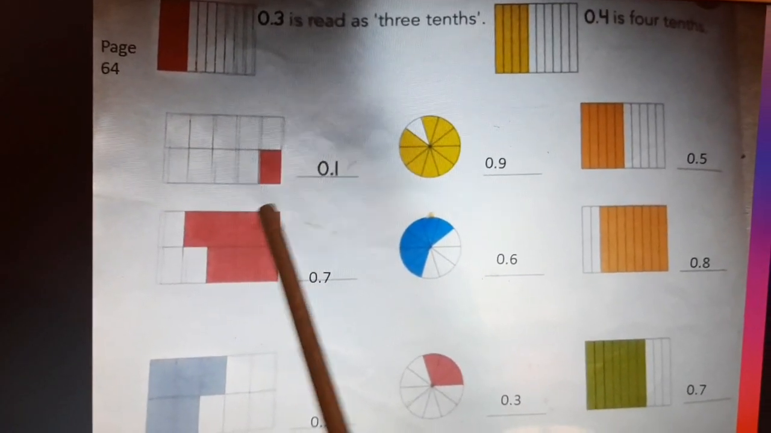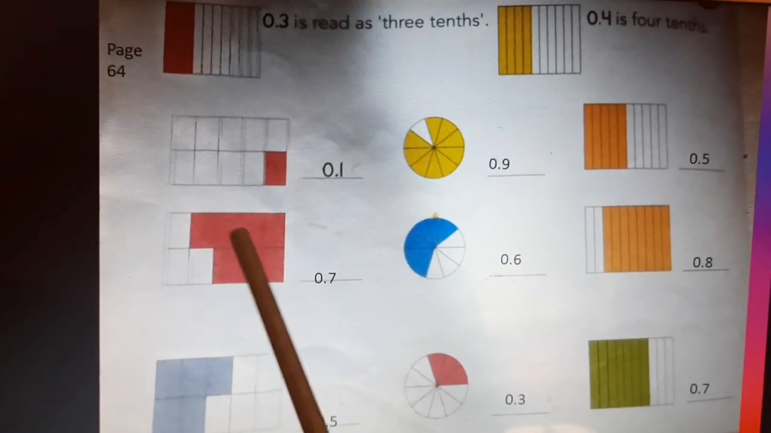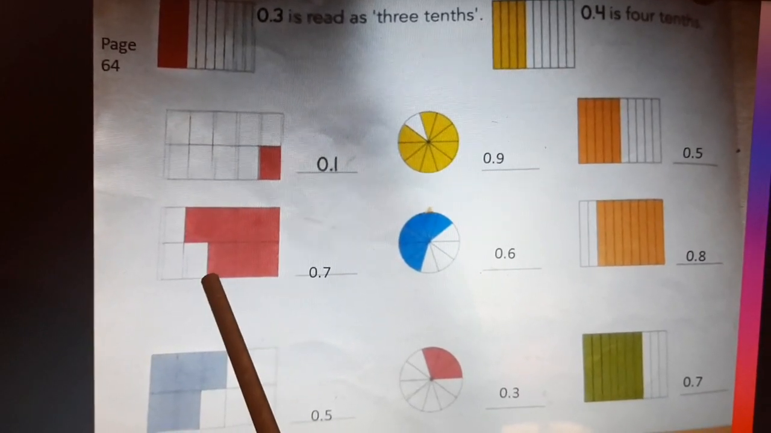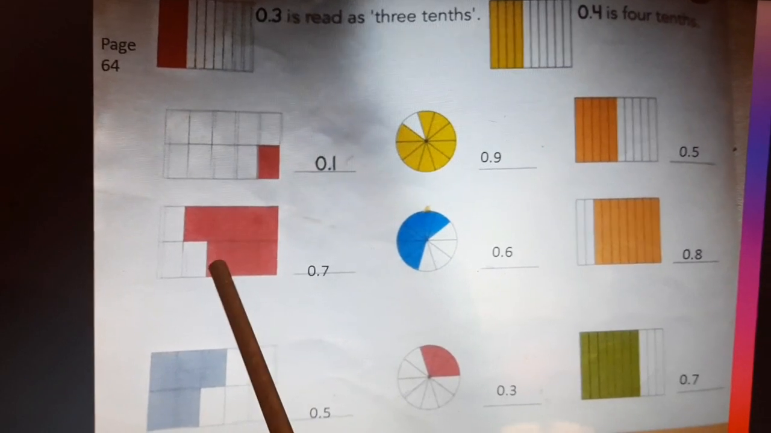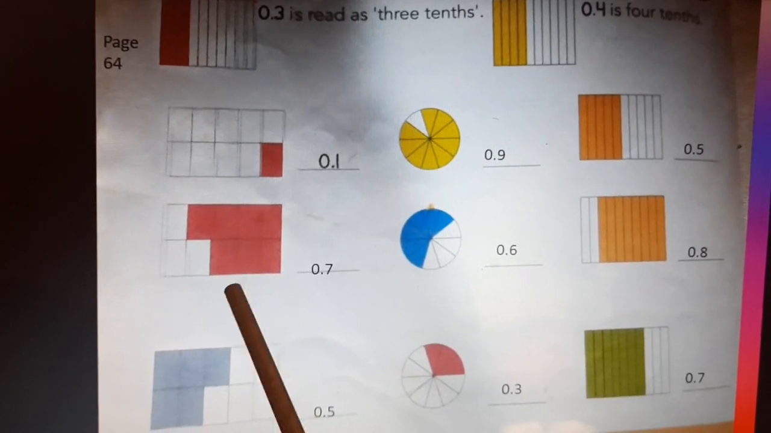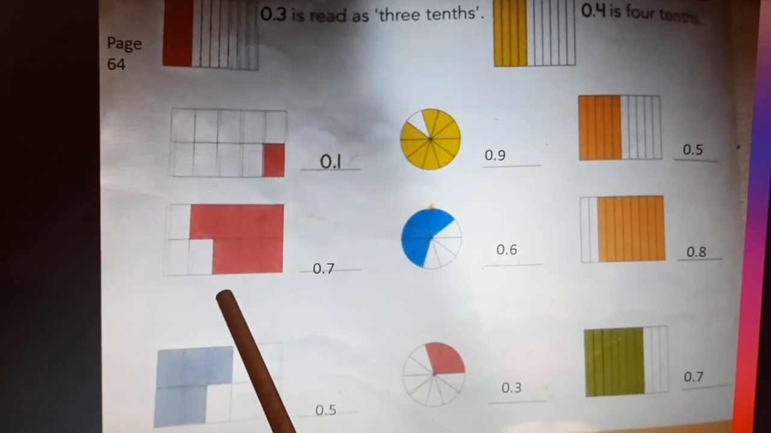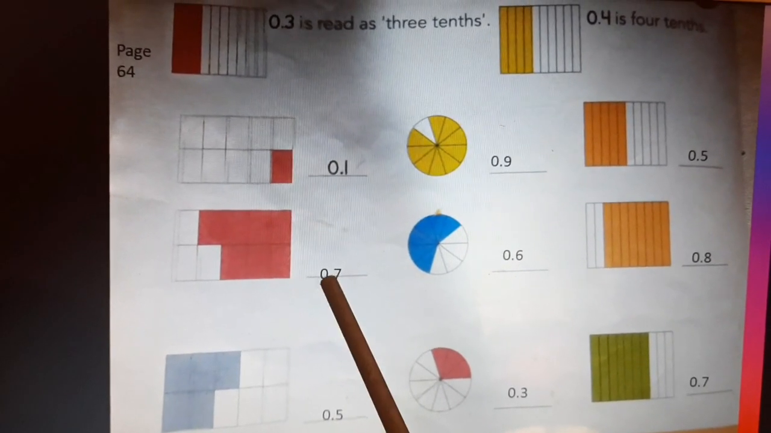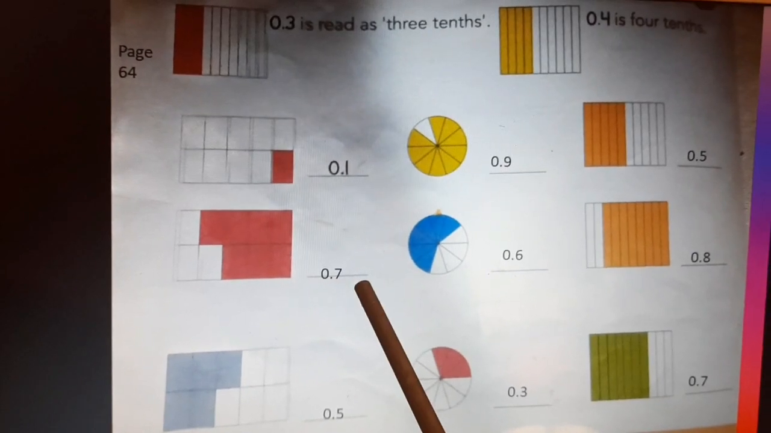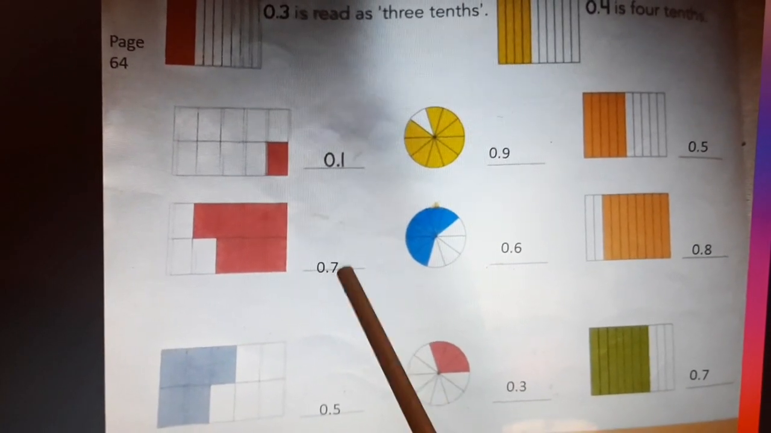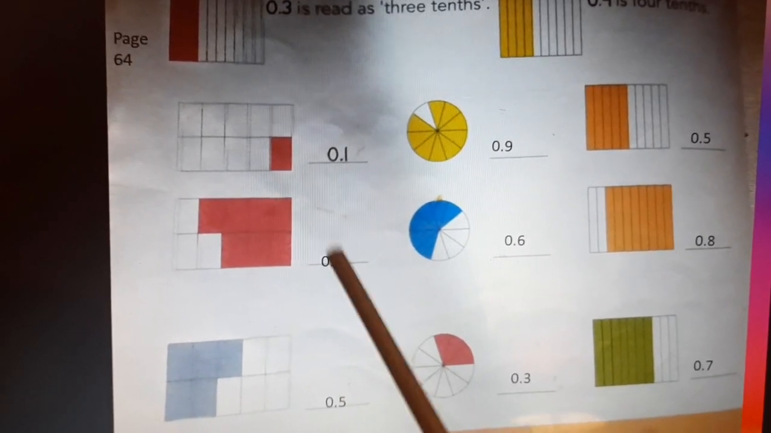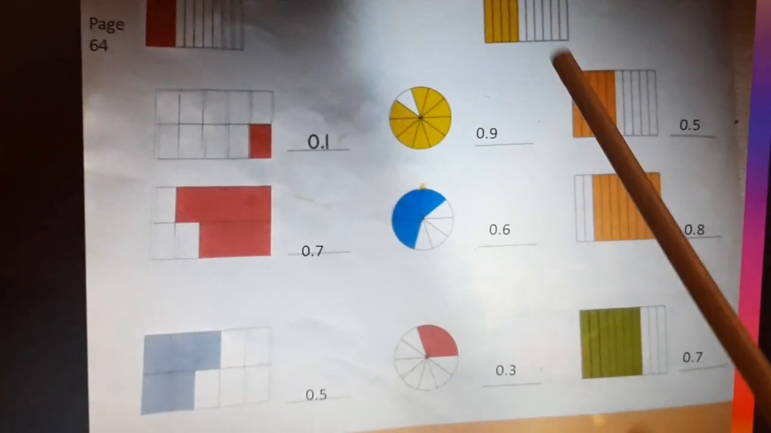Here. How many colored parts here? 1, 2, 3, 4, 5, 6, 7. 7 colored parts. So, here we have 7 out of 10. We can read this as 7 tenths. We can write this as a decimal. At first put the decimal point. After the decimal point, write how many tenths there are. We have 7 tenths.